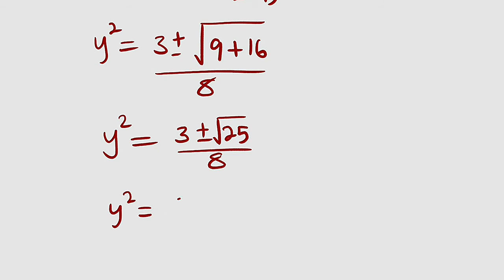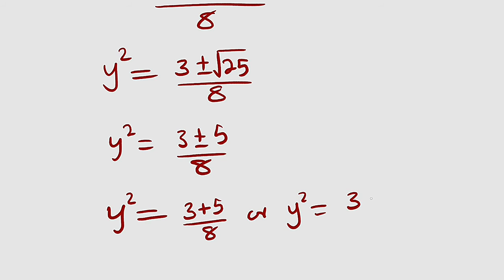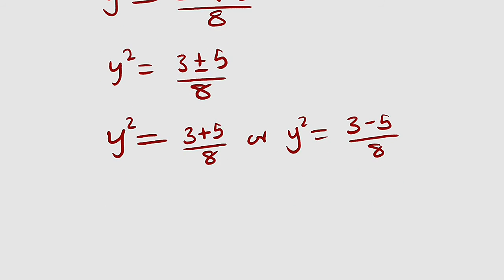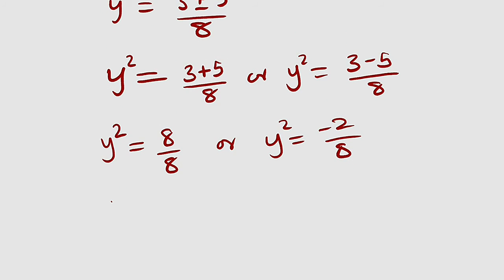Y squared equal to 3 plus or minus 5 divided by 8. So y squared could either be equal to 3 plus 5 divided by 8, or y squared equal to 3 minus 5 divided by 8. Y squared equal to 8 divided by 8, or y squared equal to negative 2 divided by 8. Y squared equal to 1, or y squared equal to negative 1 over 4.